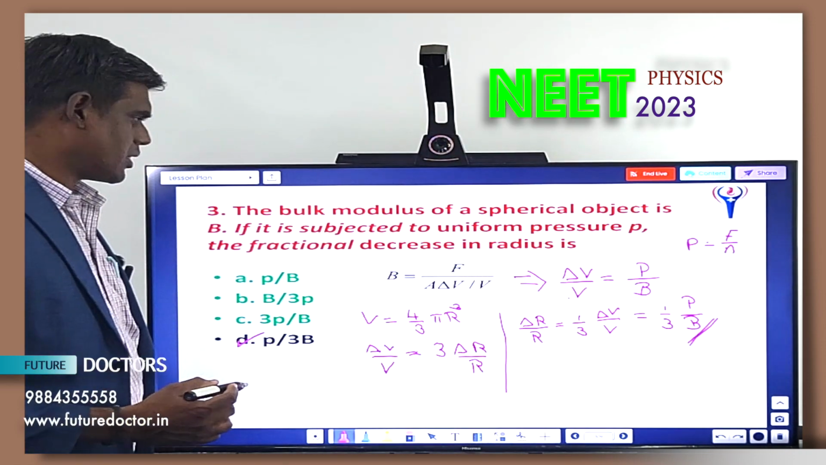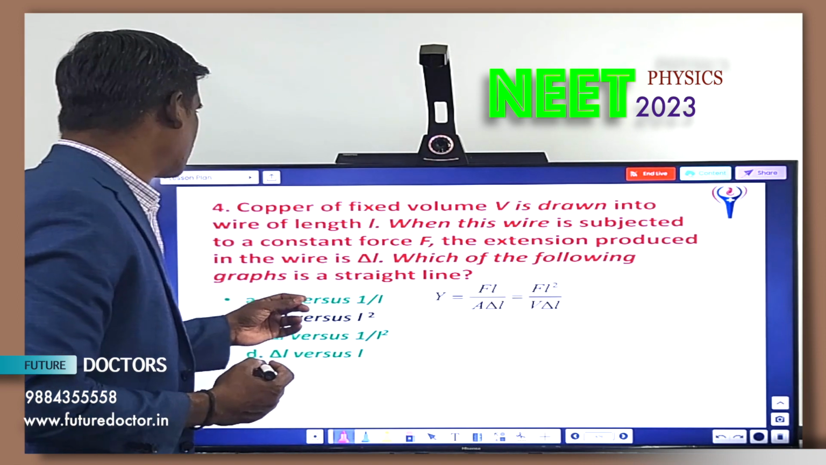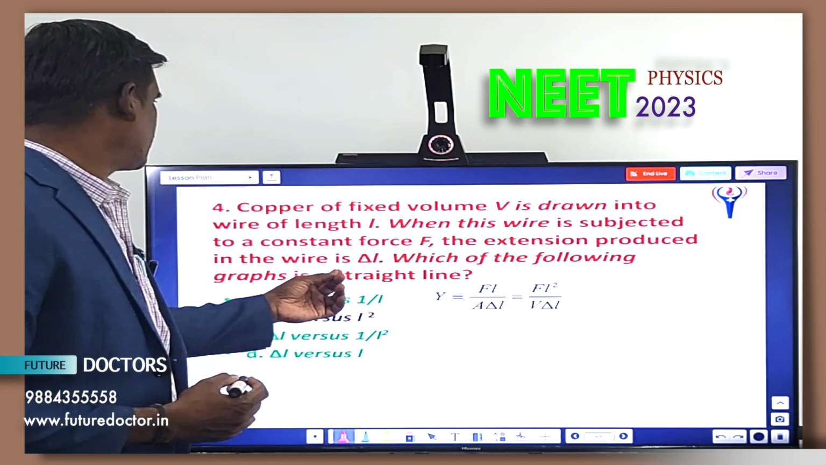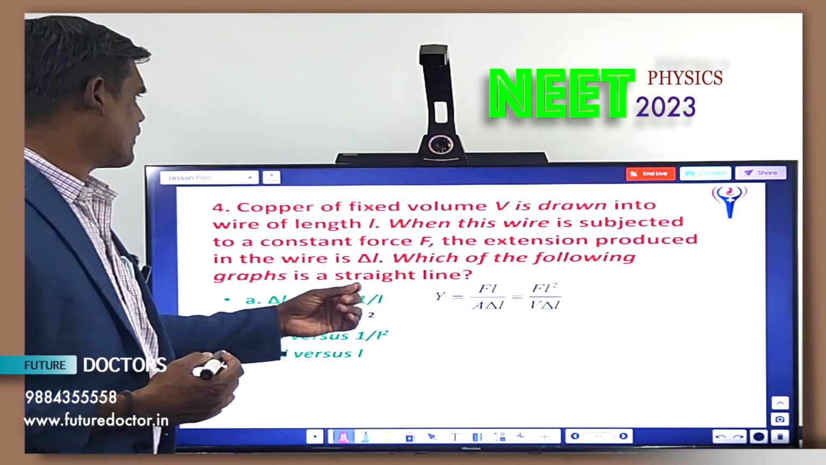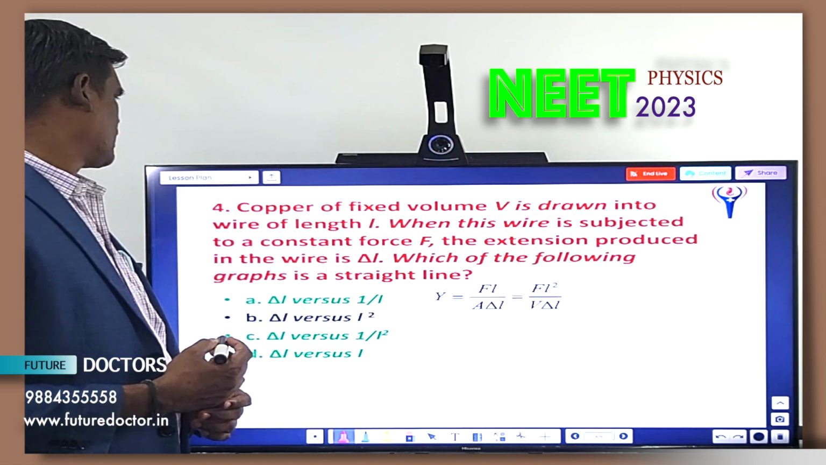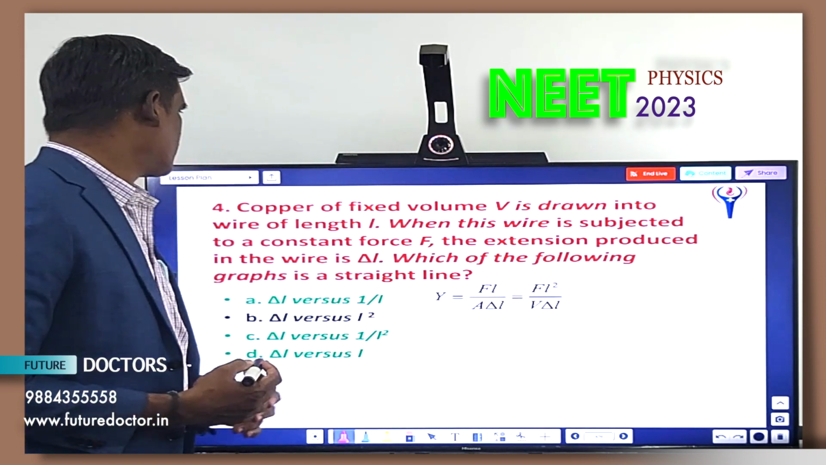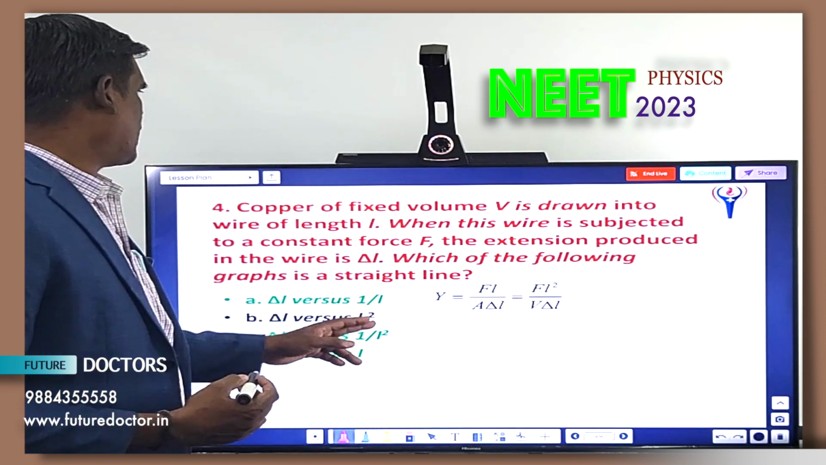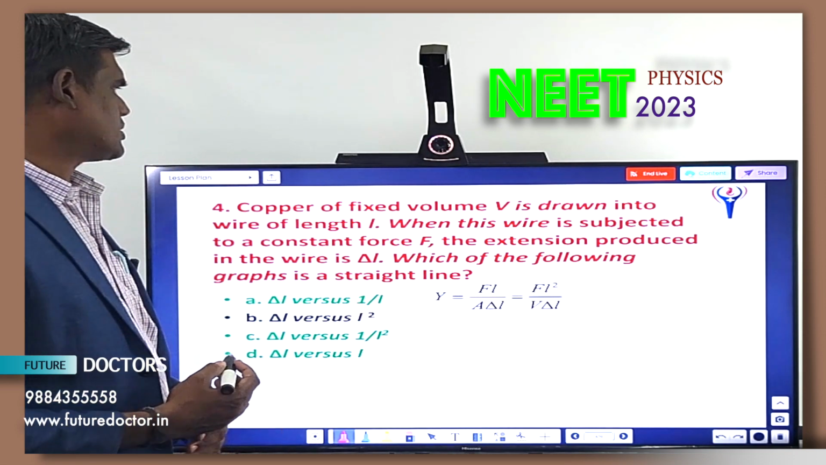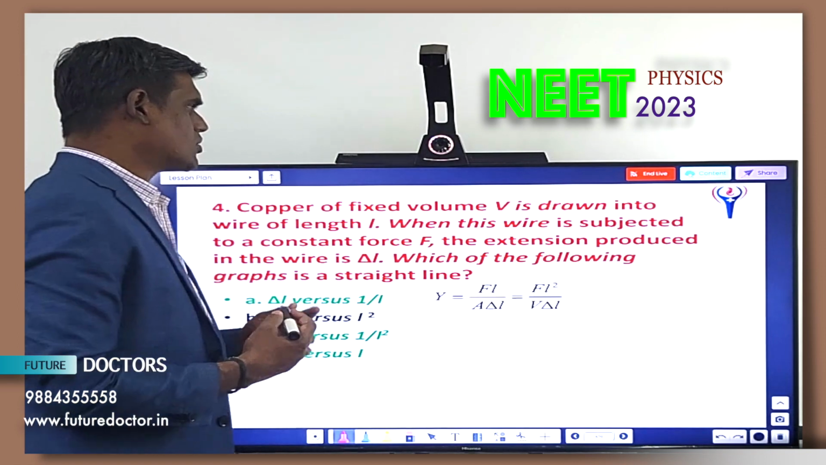Let's move to question number 4. Copper of fixed volume V is drawn into wire of length L. When this wire is subjected to a constant force F, the extension produced in the wire is delta L. Which of the following graph is a straight line? Here the force is constant, the same material so Young's modulus is constant, and the volume is fixed, so volume is also constant.